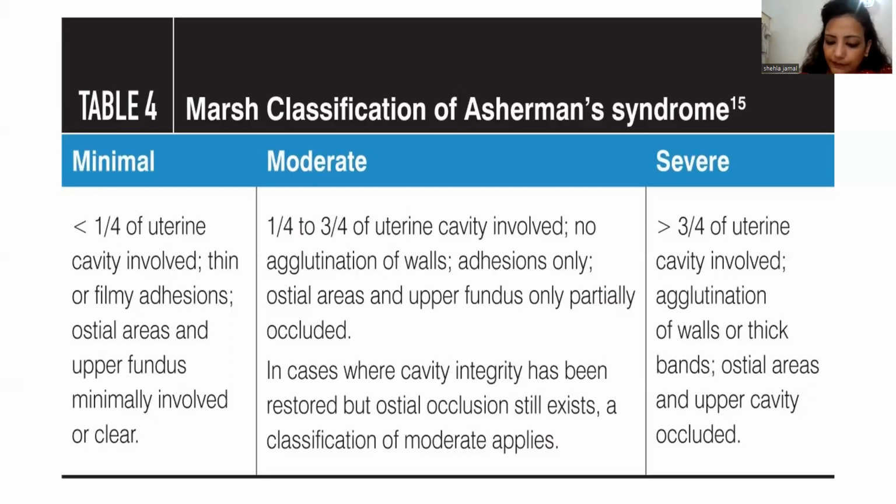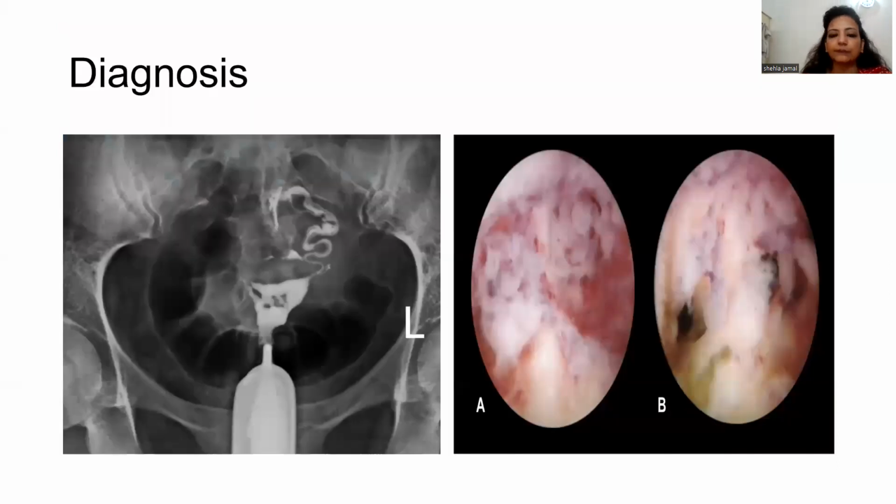Now a question here for you guys. How do we diagnose Asherman syndrome? Like how do we either topographically analyze it, or how do we see whether it is minimal, moderate or severe? Do leave your comment in the comment section. So here is the answer.